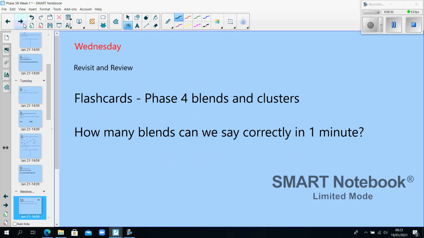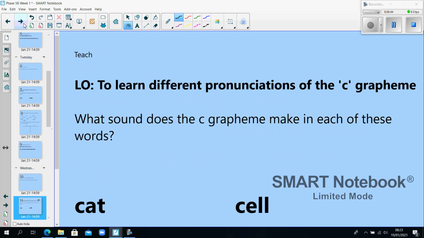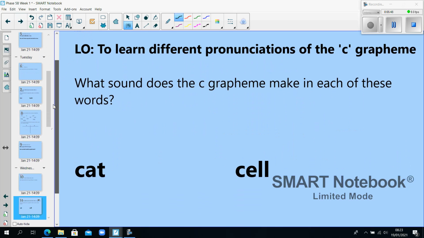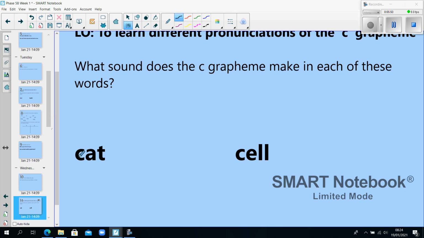Phase 5B, week 1, Wednesday. For our revisit and review, I want you to look at flashcards for phase 4 blends and clusters using the Phonics Play speed trials. Today we're learning different pronunciations of the C grapheme. What sound does the C grapheme make in each of these words? Cat. Cell.